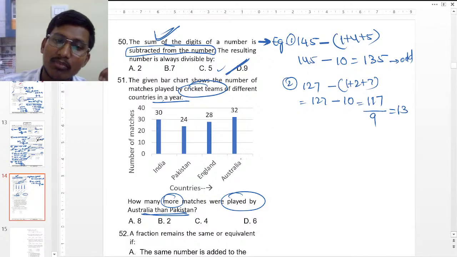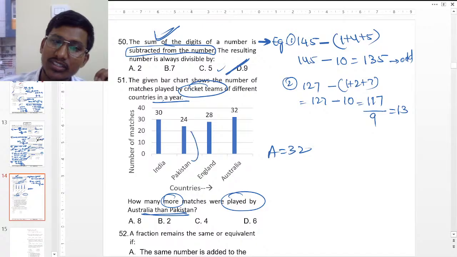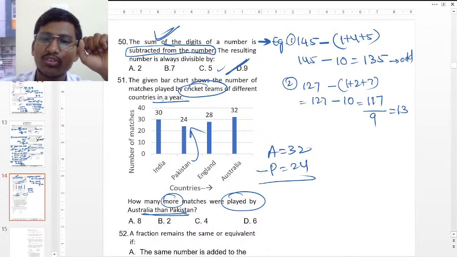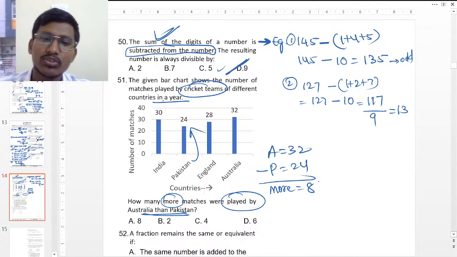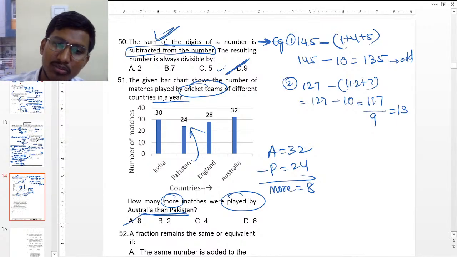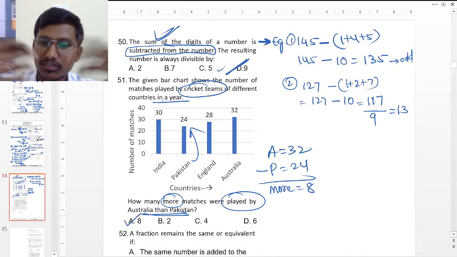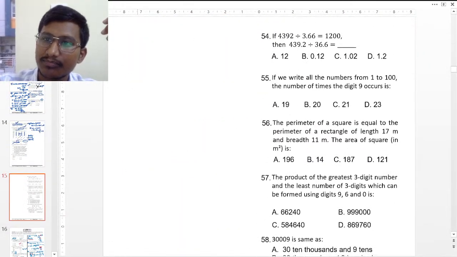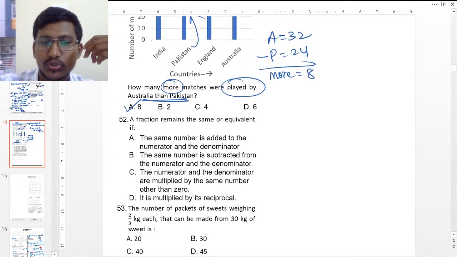So here Australia is how many? That is 32. You can see here Australia is 32 and Pakistan is how much? 24. So if you subtract them, you will get how many more. 32 minus 24 is 8 more. So 8 more means answer option A is the correct answer for question 51. Okay, so that is how you have to do it. Let's go to the next one, question 52.